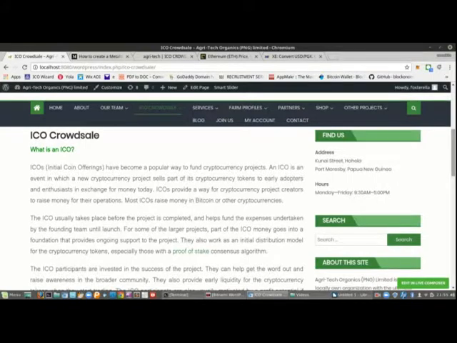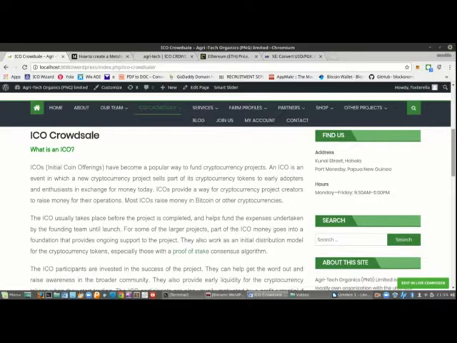Now what is an ICO? Firstly, the acronym ICO stands for Initial Coin Offerings. ICOs have become a popular way to fund cryptocurrency projects. An ICO is an event in which a new cryptocurrency project sells part of its cryptocurrency tokens to early adopters and enthusiasts in exchange for money today.